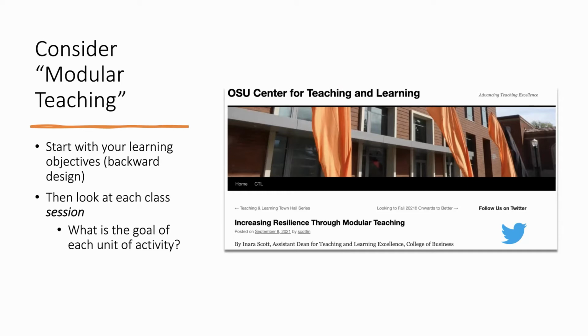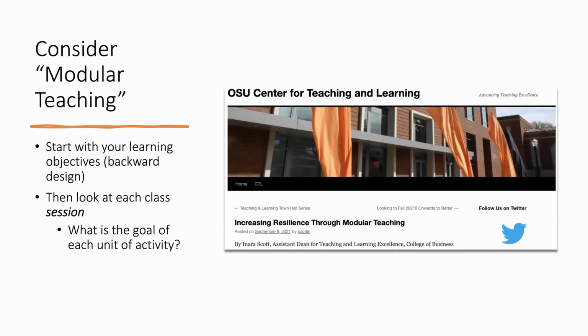It's really good. What you do here is start with your learning objectives. That's why I wanted to mention backward design to begin with. Then you look at each class session and divide it into units. What is the goal of each unit of activity? If your class session is nothing but lecture, then let's talk, because I would encourage you to do some active learning. But hopefully you're engaging students a bit more than that. They call these units modules of a class session. Then you take those modules and ask, are they mode flexible? That way you have a plan for each thing that you're doing.